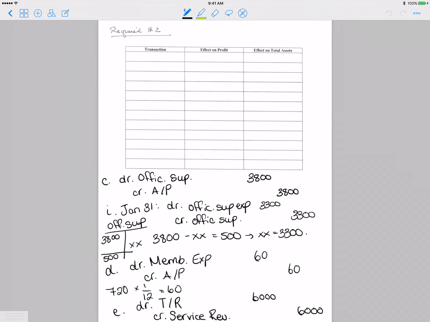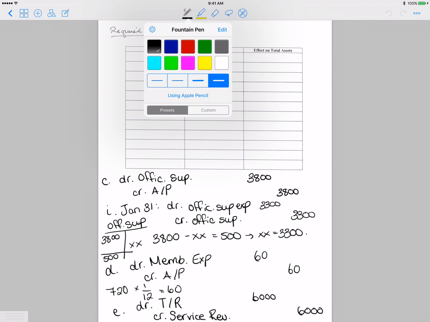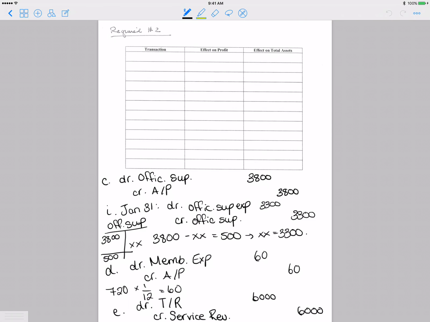So we've prepared a chart here. It would be easy for you guys to do it on your exam. Simply listing out the transactions, the effect on the profit, and the effect on the total assets. Now I'm going to list out the transactions, but I'm going to list them out in the order we just made them, not in alphabetical order, just so that you can see the ongoing effects of each question and how the adjustments also affect our profits and our assets.